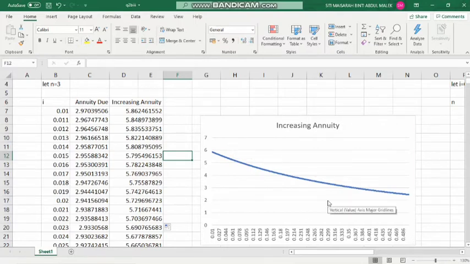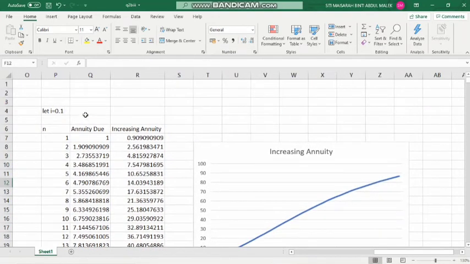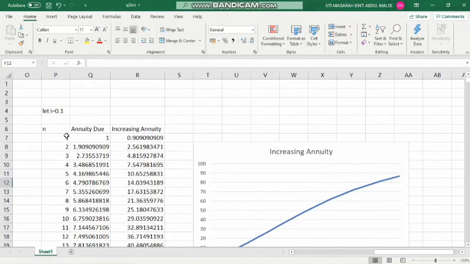Okay, so for the next part, here the I is constant. We let I be 0.1 and then we change n from 1 to 30. Okay, so the same process: we find the annuity due first, and then I just plug in the formula. 1.1 is equal to 1 plus I. So for the n part here, we just click this cell.